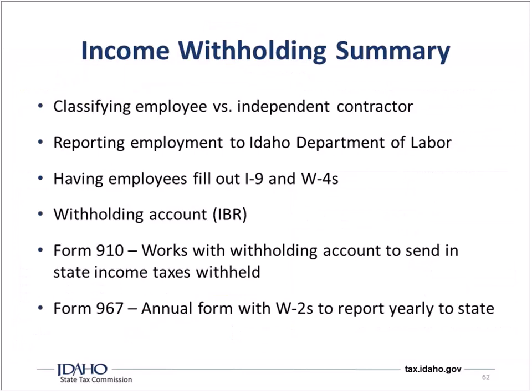So a quick summary of what we talked about for withholding. Make sure that you're classifying your employees and your independent contractors correctly. Make sure that you're reporting your employment to the Idaho Department of Labor. Make sure that you have employees filling out I-9s and W-4s. Make sure you have a withholding account before you hire your employees. And then your 910 works with a withholding account to send in the state income taxes that you withheld. And the 967 is the annual form with the W-2s to report yearly to the state. Any questions on that?